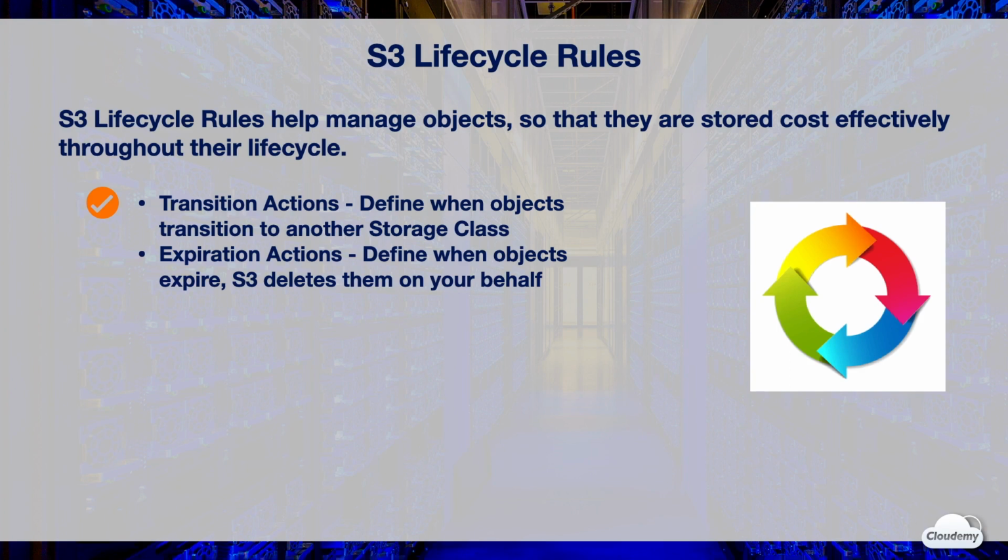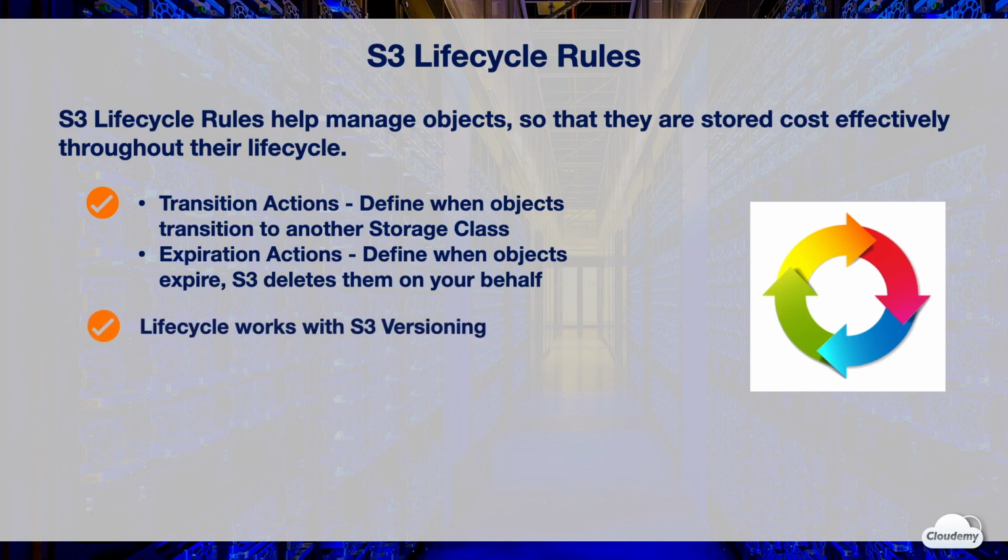Expiration actions specify when objects expire, and S3 deletes expired objects on your behalf. When an object expires, S3 marks the object for removal and removes it asynchronously. There might be a delay between the expiration date and the removal date. You are not charged for storage time associated with an object that has expired.